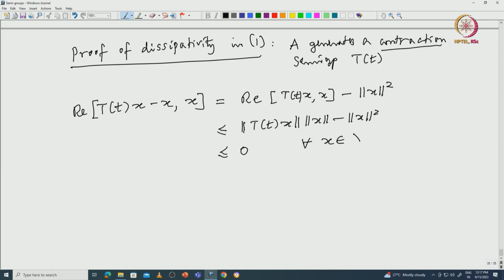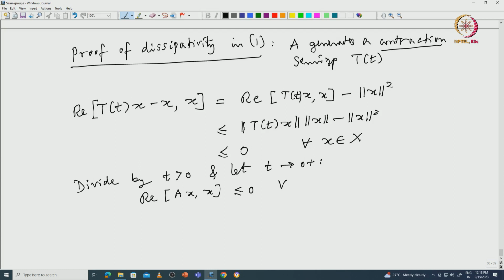In particular, if you take x in D(A), you divide by t, positive, and let t go to 0. So, you conclude that the real part of (Ax, x) is less than or equal to 0 for all x in D(A). Okay.